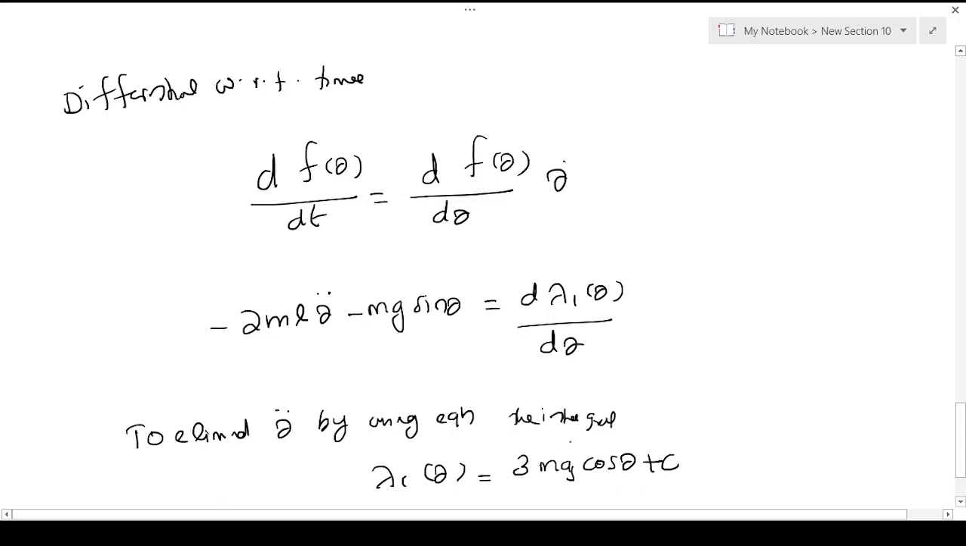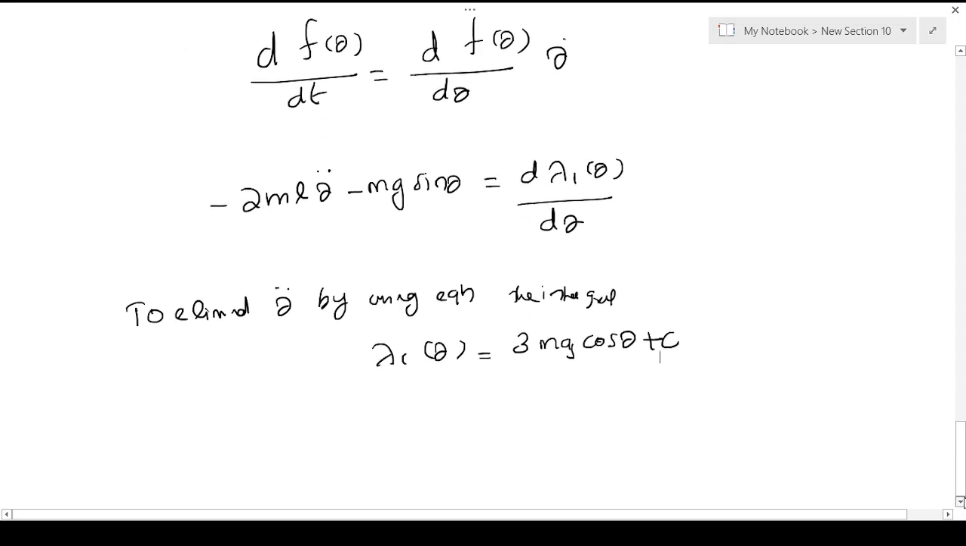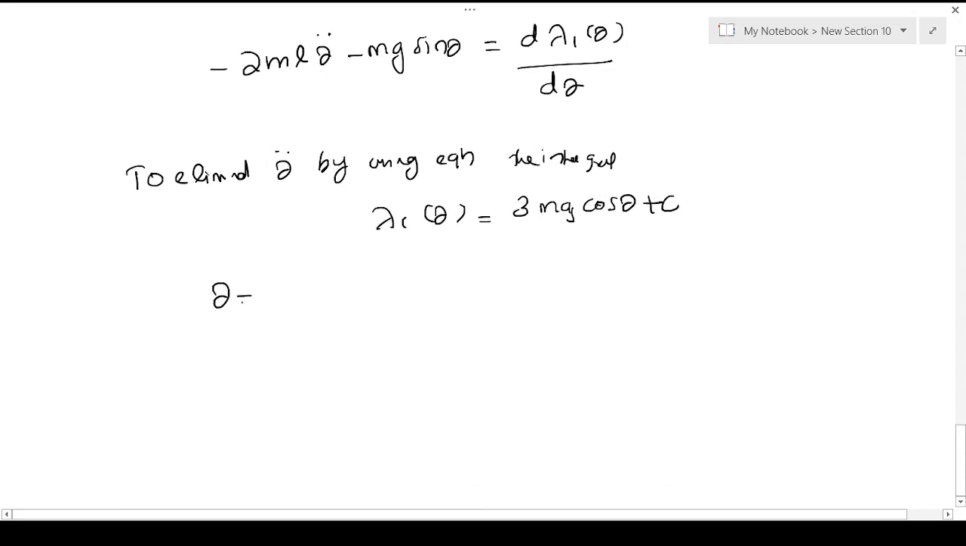Okay, now if I say that lambda 1 equal to 0, that is theta equal to 0, if I consider, then I can say that lambda 1 of 0, which is equal to mg cos theta, if substituted, you will be getting 3 mg corresponding to that. And while substituting this one, you will be getting c equal to minus 2 mg as the value corresponding to this one.